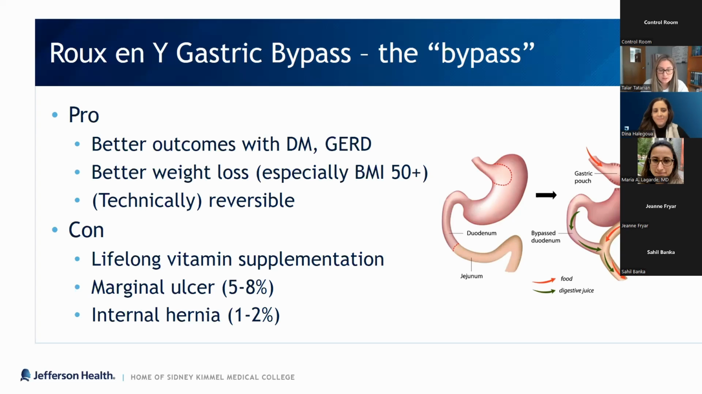So a marginal ulcer is a stomach ulcer that forms at that new connection between the stomach and small intestine. It happens in about 5 to 8% of patients. Usually able to treat with an antacid medication. But the reason I mention this is if you've had a gastric bypass, for life, no smoking and absolutely no ibuprofen, because those are two things that can cause these ulcers to form. And then an internal hernia is a fancy word for a bowel blockage. Because we are rerouting some of those small intestines, that can lead to a bowel blockage in about 1 to 2% of patients. And about half of those may need an operation to help fix that.